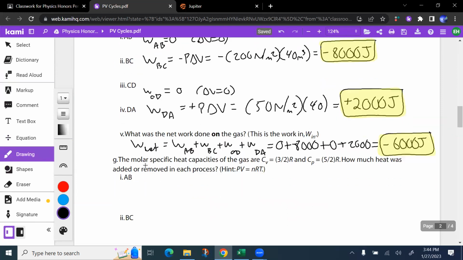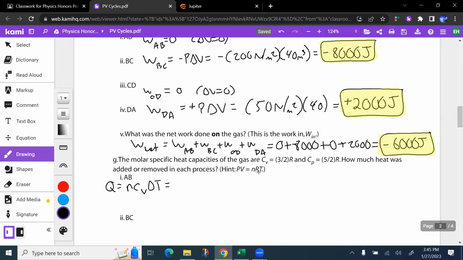Part G, the molar specific heat capacities are CV equals 3 halves R and CP equals 5 halves R. How much heat was added or removed in each process? Hint, PV equals nRT. So we're looking for how much heat. So we're going to use that equation. Q is equal to n. Now from A to B, it's isovolumetric. Remember, the volume didn't change. So from A to B, we're going to use nCV delta T.